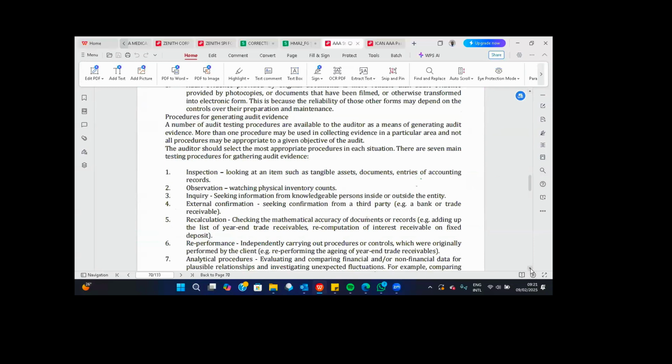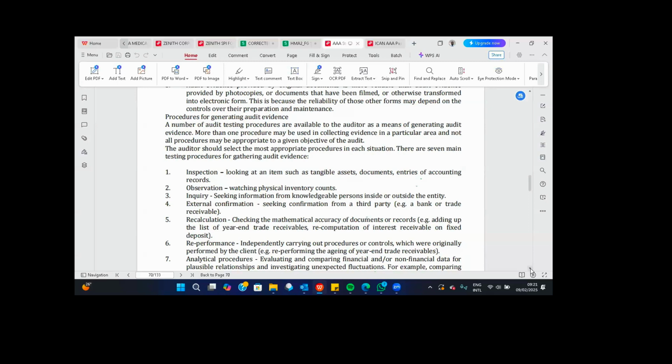There are 7 methods used by the auditor to obtain audit evidence. The more methods used by the auditor, the more reliable the audit evidence becomes. If the auditor is able to use all the 7, that means the audit evidence obtained is going to be more reliable, and vice versa. In no particular order, let's look at them one after the other. The first one is called inspection.